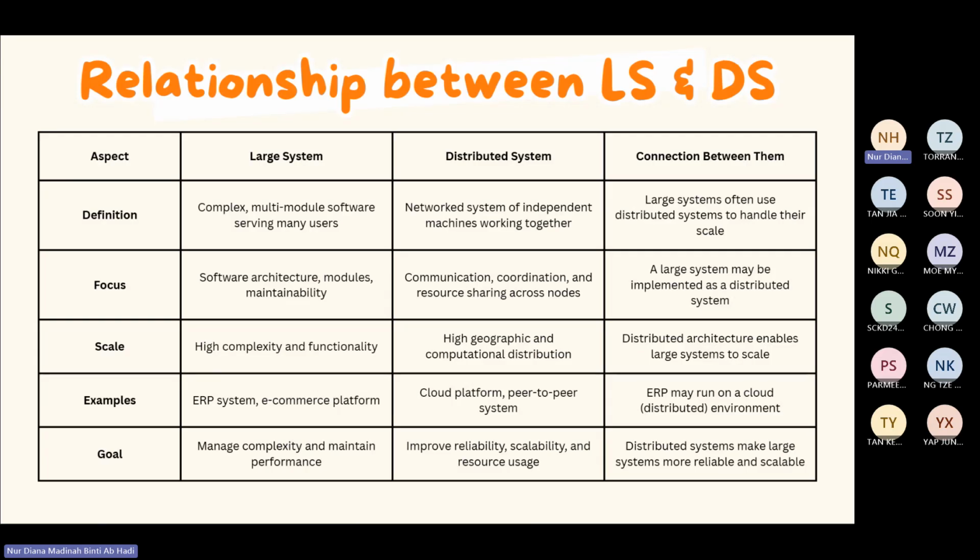But for distributed system, they cover both geographical and computational distribution. Distributed architecture ensures that you are able to use the large-scale system to scale. So it can be expanded to many countries, not only inside Malaysia, for example. As we know, inside Malaysia is already that big, so you imagine it being used across the world.